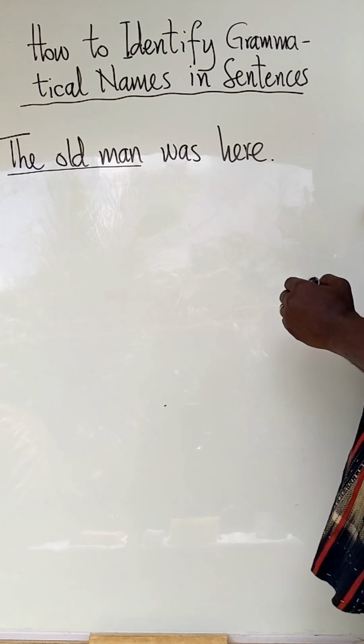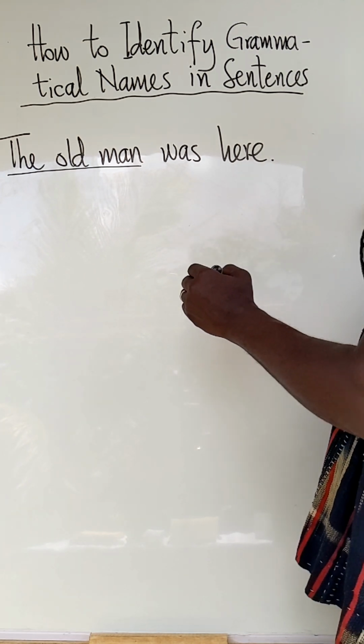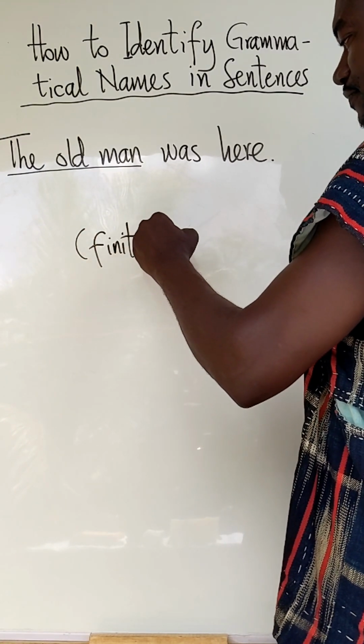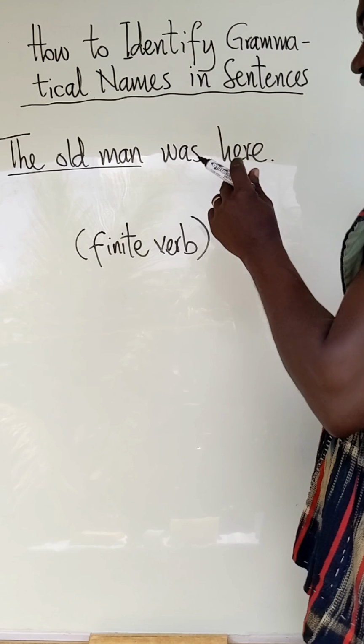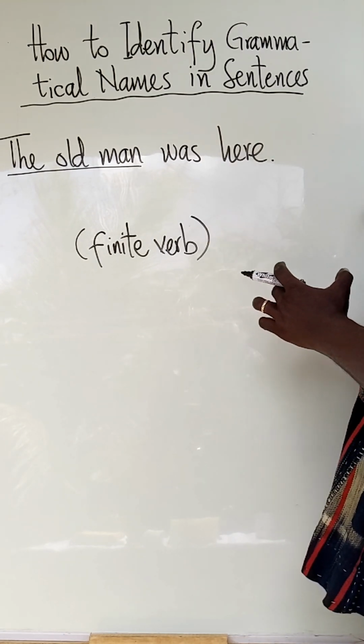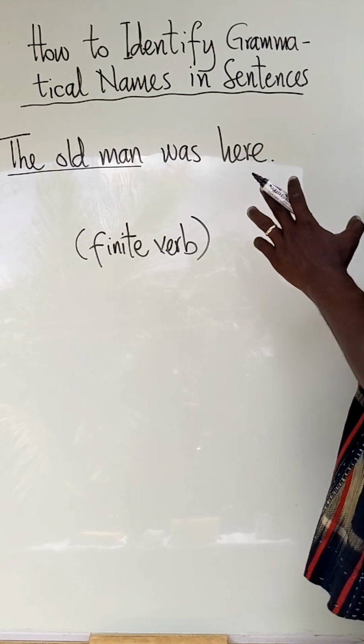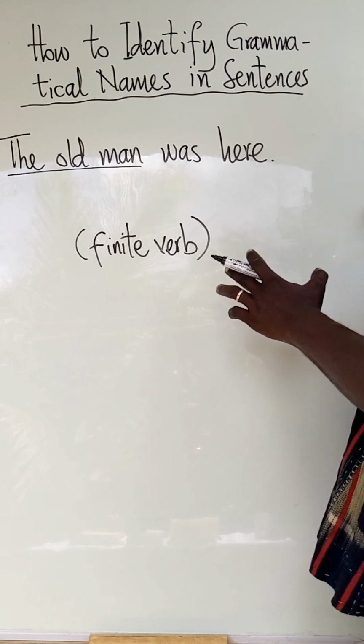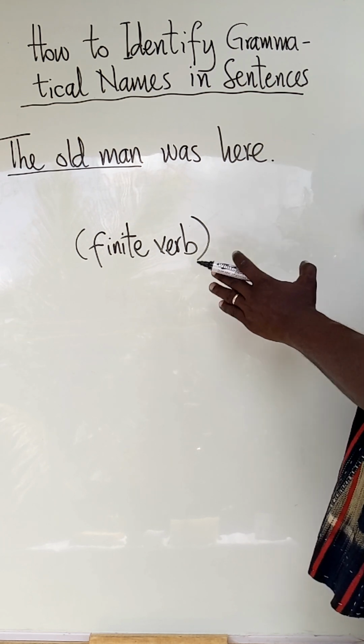Now, to do that, you have to identify what we call a finite verb. Is there any finite verb in the underlined construction? If the answer is yes, then the underlined construction is a clause. If the answer is no, then the underlined construction is a phrase.